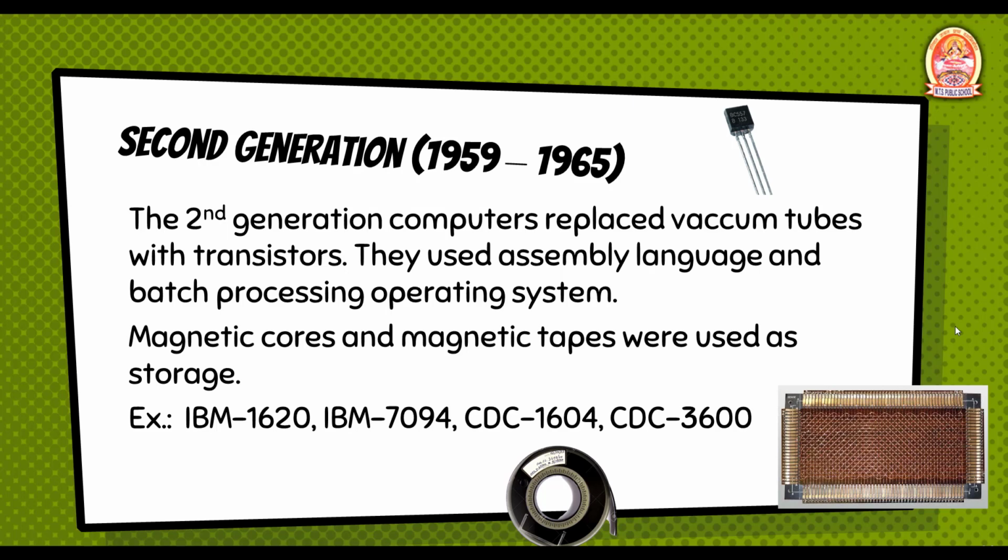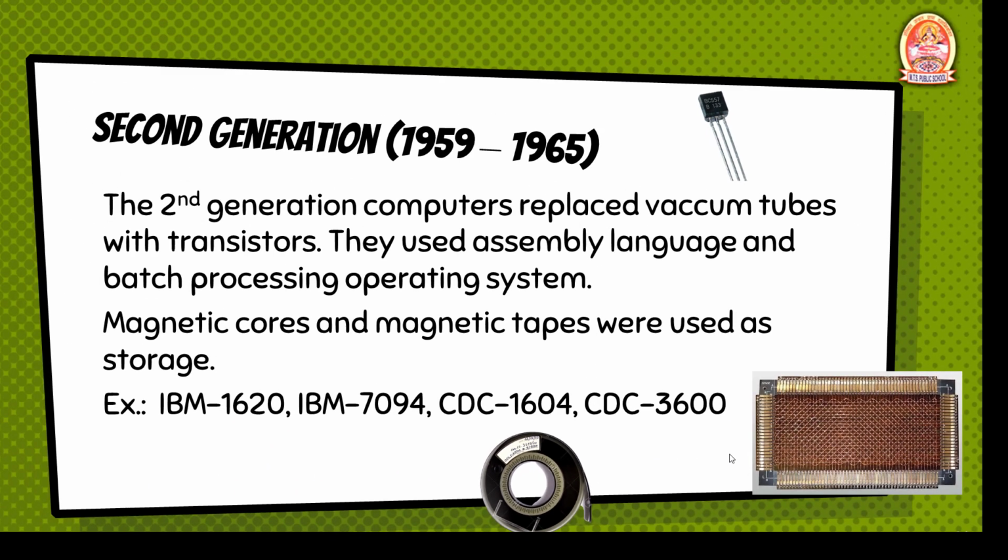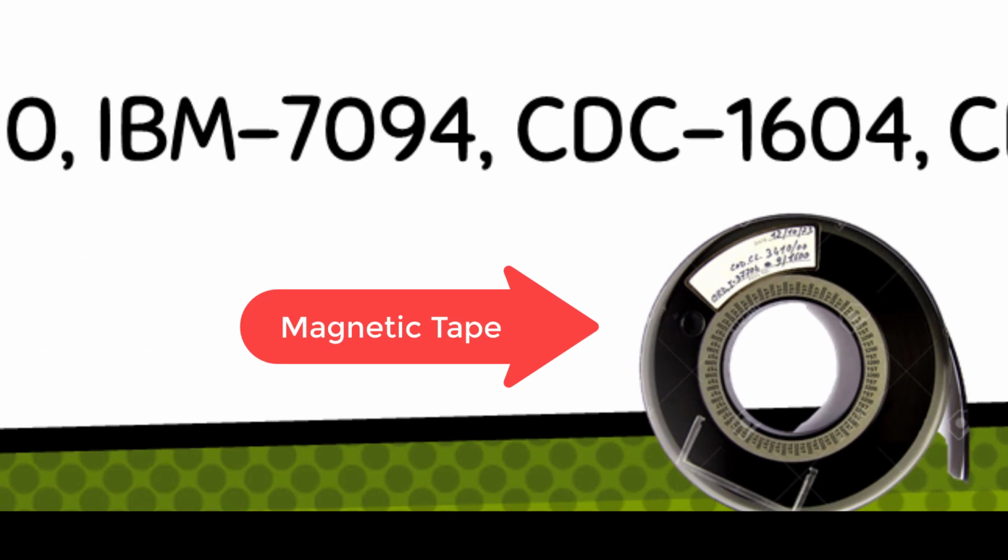For data storage, in second generation of computers, magnetic cores and magnetic tapes were used. Here, have a look at magnetic core. This is used to store computer data, and this is magnetic tape. Again, this is used for storing data.